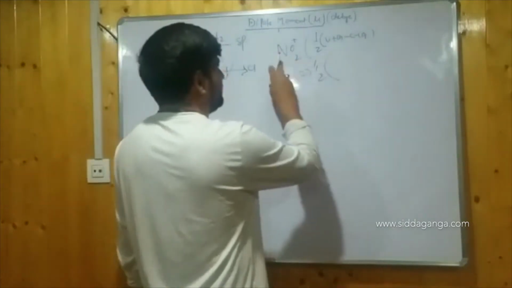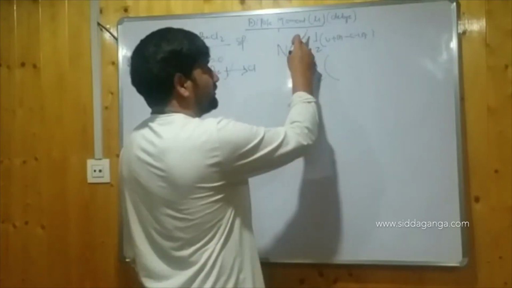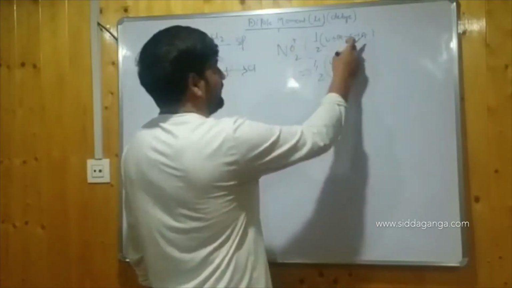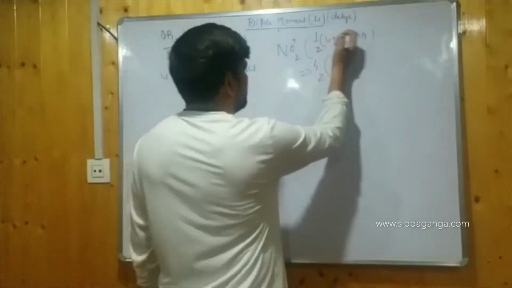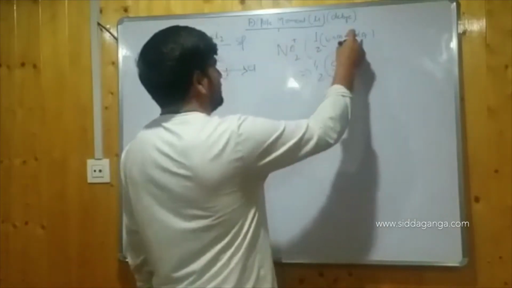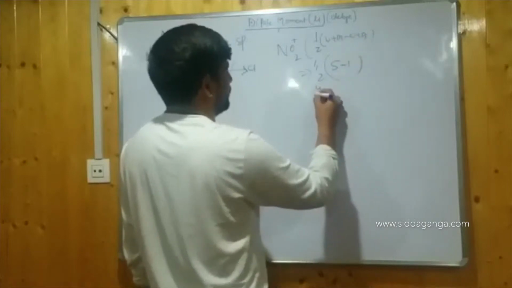1/2 of. What's the number of valence electrons for nitrogen? 5. But it has lost 1 electron. So total 4. Clear or not? Any monovalent atom? No. Any cation? Yes, that I have already subtracted. So if you want, write it more clearly. Valence electrons 5. No monovalent atom. There is a charge of cation that needs to be subtracted. No anion. So 5 minus 1 will be 4. By 2 will be 2.